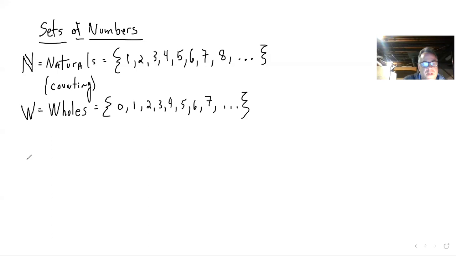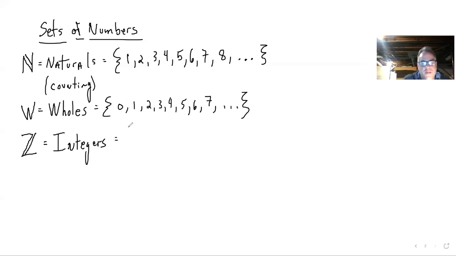The next set up the line, and this is standard, is a capital Z, with a double bar like that. It probably originated, though I don't know this for sure, from the German word for number, Zahlen. So that's probably where it comes from. But that aside, it represents what we call the set of integers.